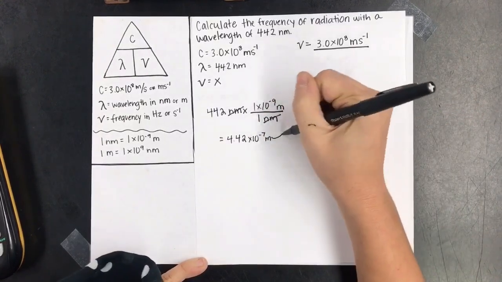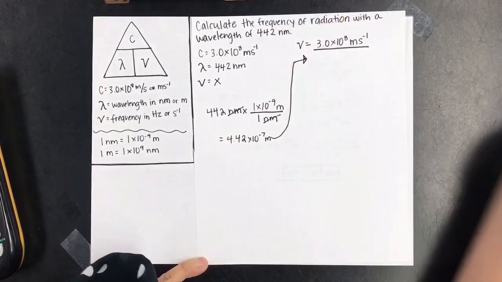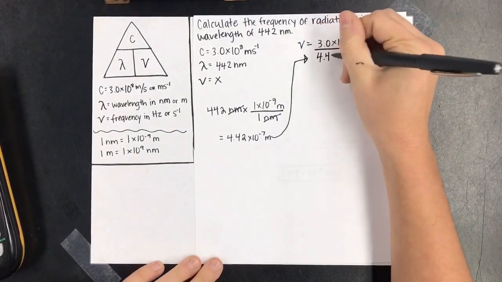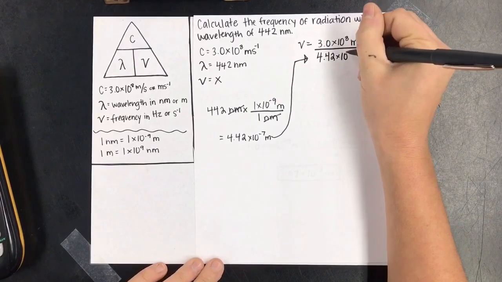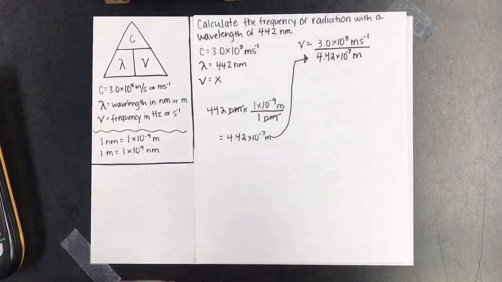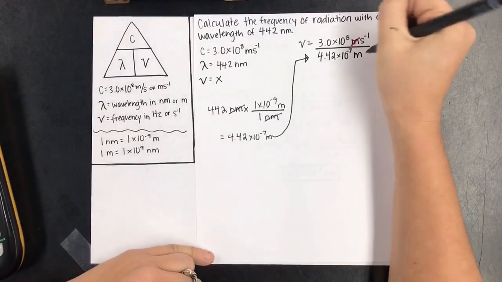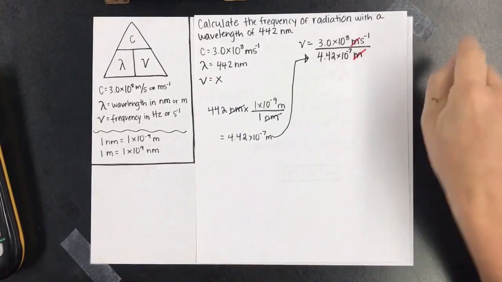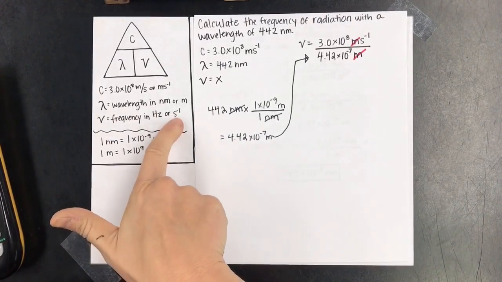So now we're going to take this and we're going to plug it in, because now it's going to play nice and I'm going to see. Perfect. This makes our life a lot easier. We have meters canceling. So the unit that I'm left with is S-1, which is good because that's what frequency is going to be measured in.